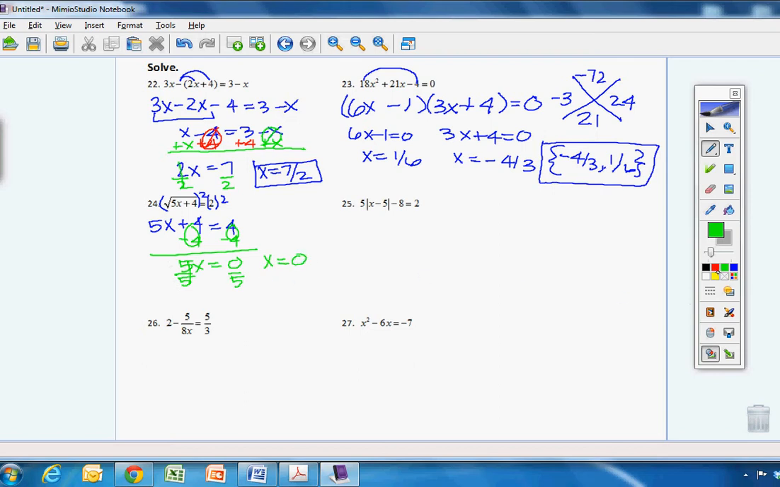All right, what's the biggest thing now? Check, check, check, check, check. Before I make sure that this is my final answer, I have to check. All right, so I'm going to plug 0 back into this equation. So I would have 5 times 0 plus 4, and that needs to equal the square root of 2. 5 times 0, that's going to cancel out to 0. So the square root of 4 equals 2, absolutely. So yes, this is my final answer.